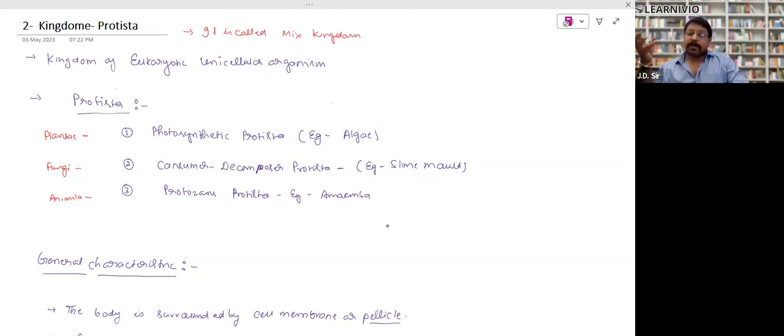So after taking the organisms from these three different kingdoms, we put them under a single umbrella, under a single kingdom, that is called Protista. That's why it is called mixed kingdom. That's why it is called mixed kingdom, right?